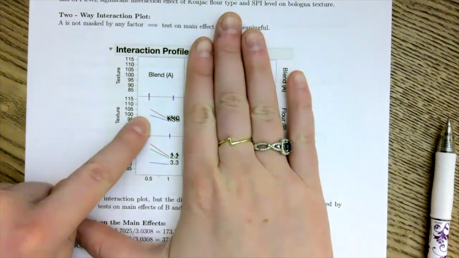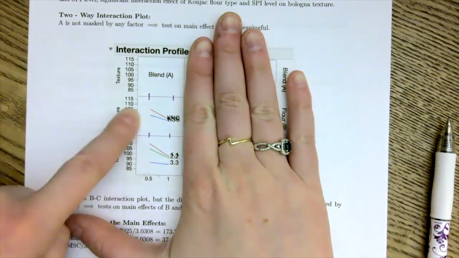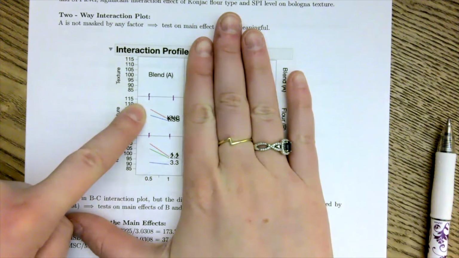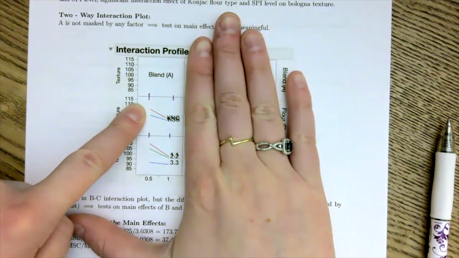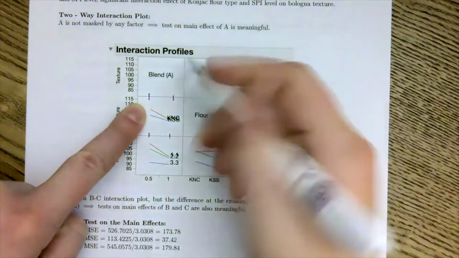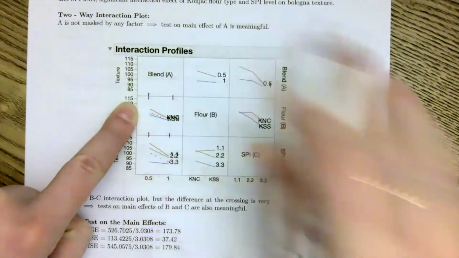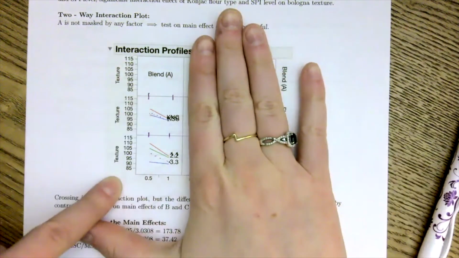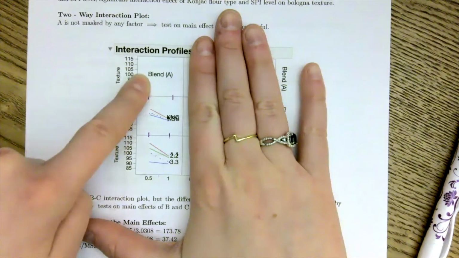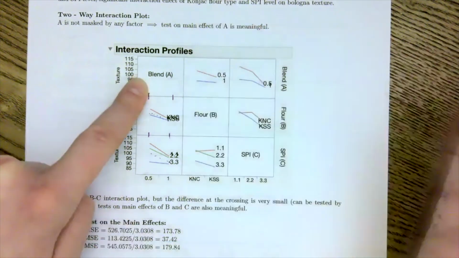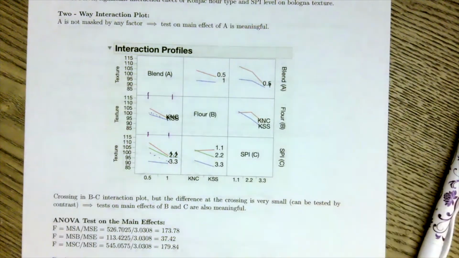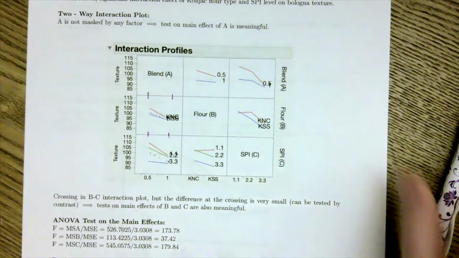And I can kind of see why we got a significant interaction because they're not exactly parallel. But also, if we were to draw the main effects plot in our head, we would probably see something like that and probably see something like that. And so I would say that there's no masking for A, and then the test on the main effect of our blend or factor A would be meaningful.